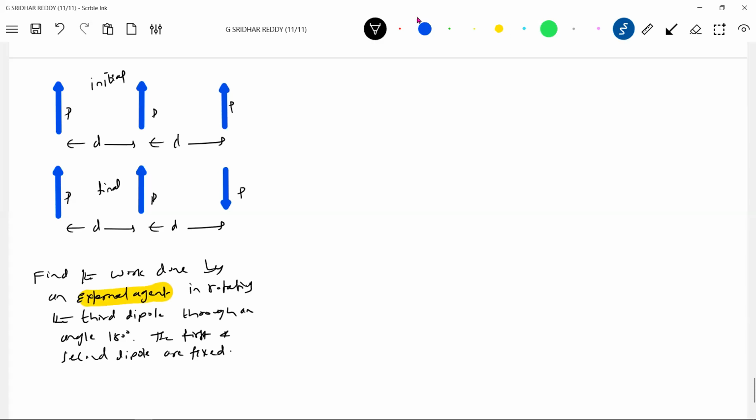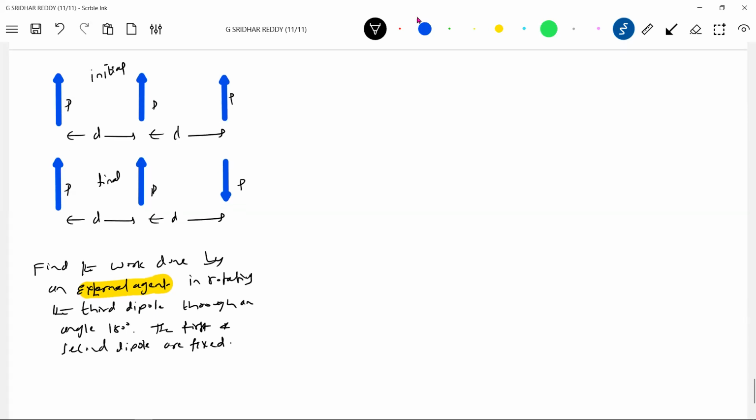What to do in this case now? Okay, we are able to calculate the field and the potential; the external agent will come and rotate one of the dipoles. So how much work should it do to achieve this? What we shall do is calculate the initial interaction potential. So let me number the dipoles 1, 2, and 3.